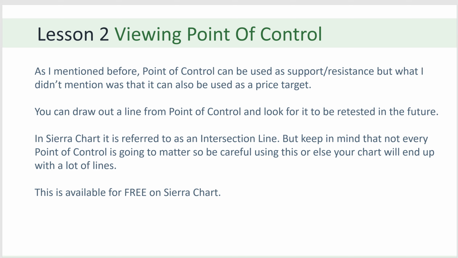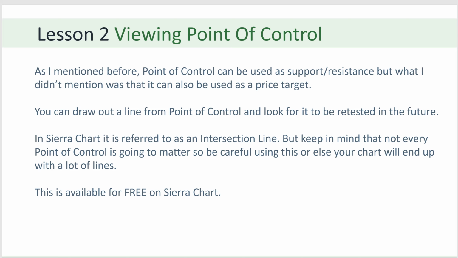Now, as I mentioned before, point of controls can be used as support and resistance. But what I didn't mention was that it can also be used as a price target. You can draw a line out from point of control and look for it to be retested in the future. Now, in Sierra Chart, it's referred to as an intersection line. Now, this is for people that use Sierra Chart.